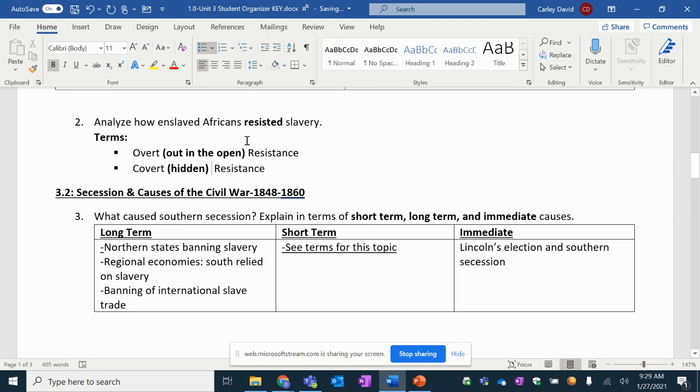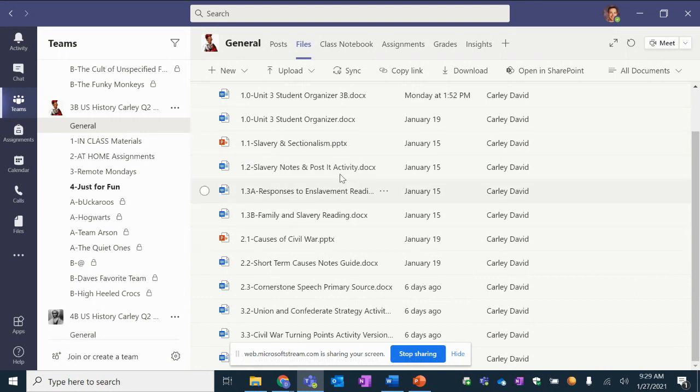So knowing a few examples of this, and we broke it down. The way I was trying to focus it was how they did this to preserve their lifestyle and culture, and maybe religious aspects as well, and then also their family systems. So knowing a couple examples of those is going to be good. Once again, if I go back to Teams, this should be in your files as well because you did the work, right? You have that notes sheet that has some of that information, and then you've got the responses to enslavement readings as well if you want to go back and read those.